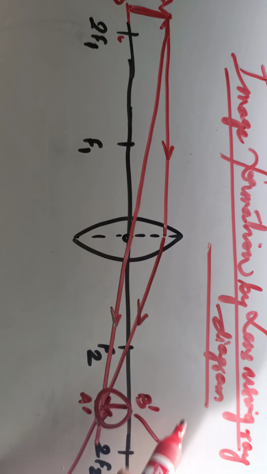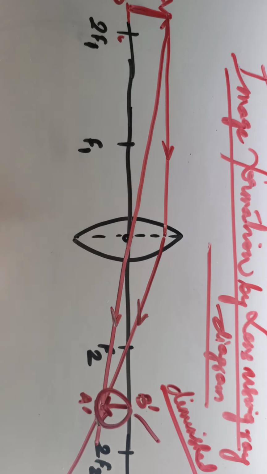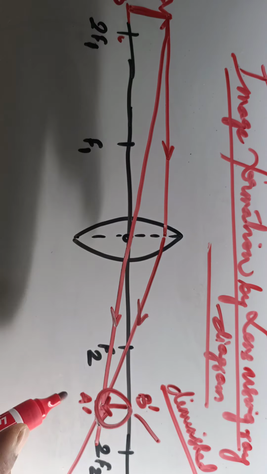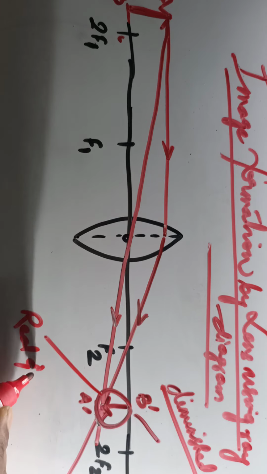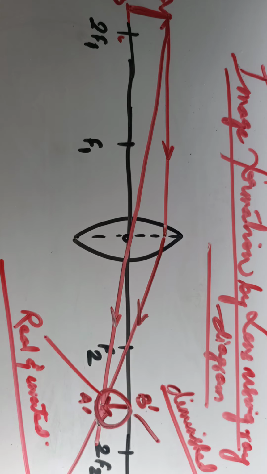What do you mean by diminished? Diminished over here means the image formed is smaller than the object, and since it is below the principal axis, it will be real and inverted. Below the principal axis, real and inverted. So this is case 1.